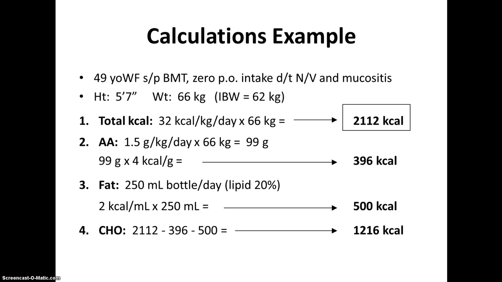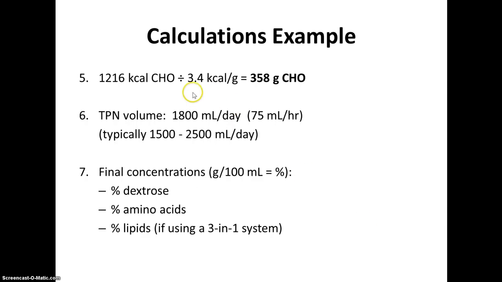Okay, so now we've got the total kcals from protein and kcals from fat. Now we need to figure out kcals from carbohydrate. That formula was total calories minus protein calories minus fat calories. That gives us 1,216 calories from carbohydrate. And we know that a gram of carbohydrate gives us 3.4 kilocalories. So we're going to divide 1,216 calories by 3.4 kilocalories per gram, and we get 358 grams of carbohydrate.